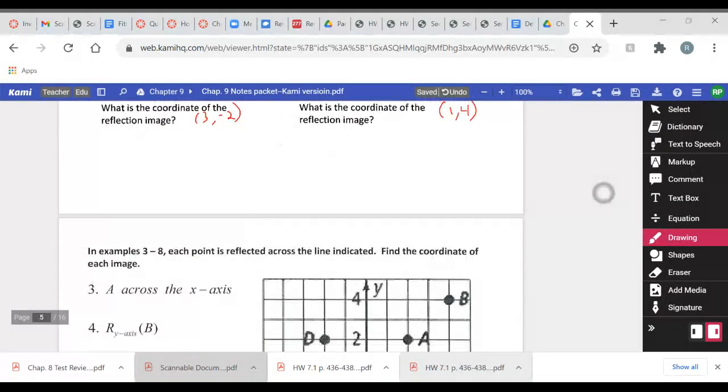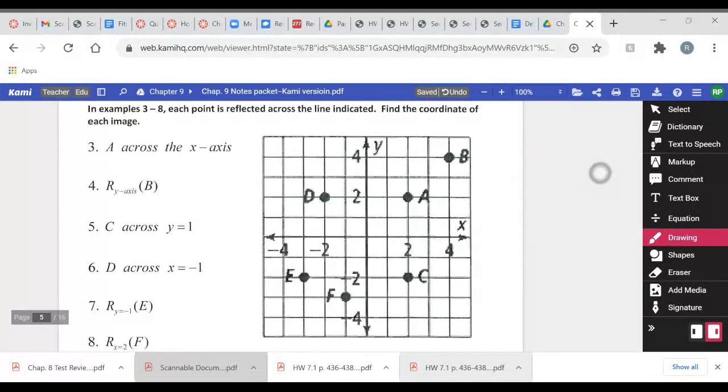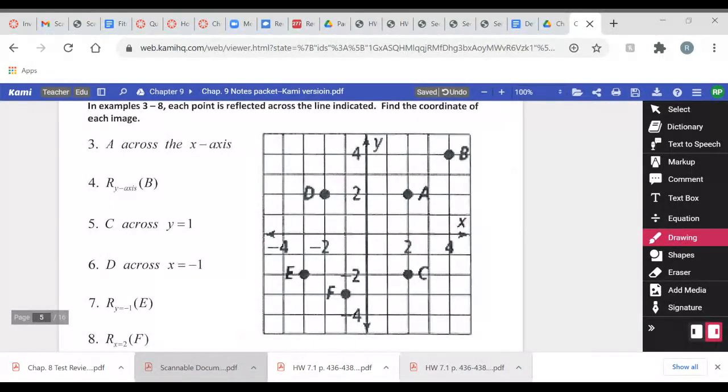All right, we're moving right along. So on this next part, then it says each point is reflected across the line indicated. Find the coordinates of each image. So what it is asking for, when it asks for coordinates, sometimes people think it's talking about the letters, like answering A, B, C, that kind of thing. But a coordinate is an actual ordered pair, you know, that has an X and then a Y. So all of your answers need to be an ordered pair here. That's what we're looking for.